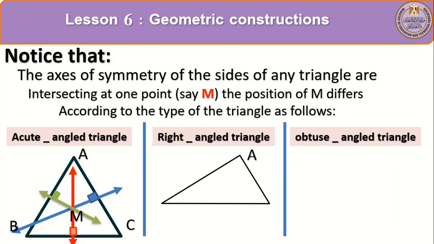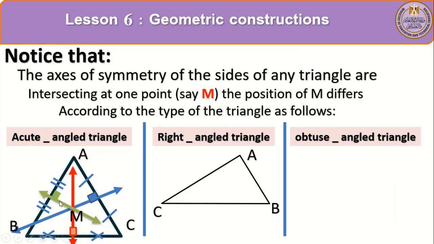What about the right angle triangle? Now we have ABC, a right angle triangle at vertex A. A is a right angle. So, if I want to draw the three axes of symmetry, I'll start with CB, then draw the axis of symmetry at AB. Then we draw the axis of symmetry at BC. Then we draw the axis of symmetry at AC.